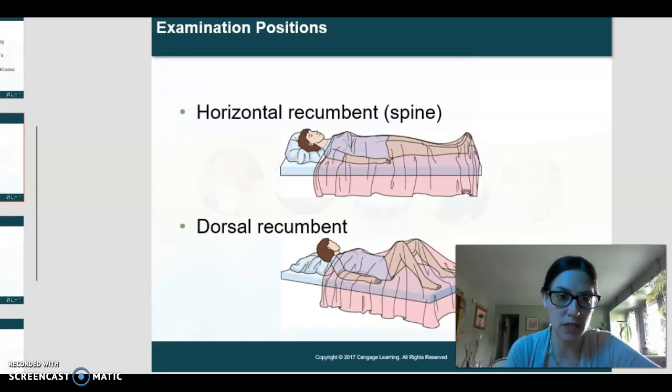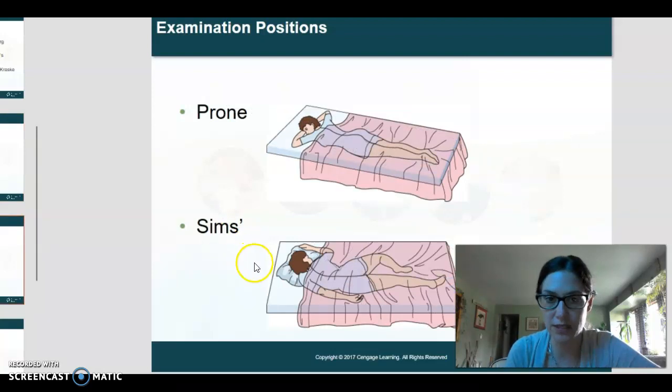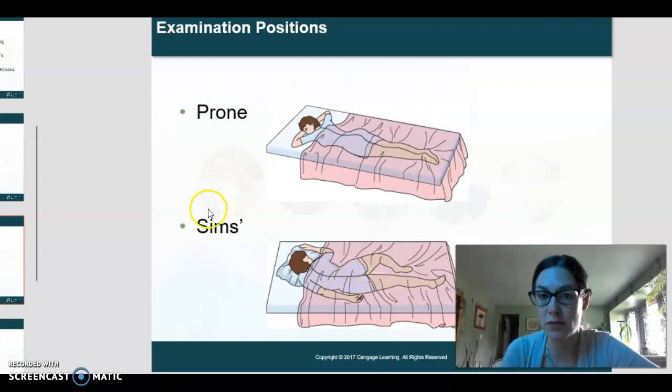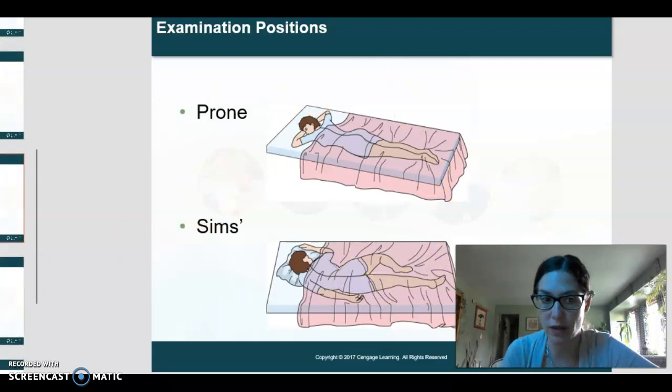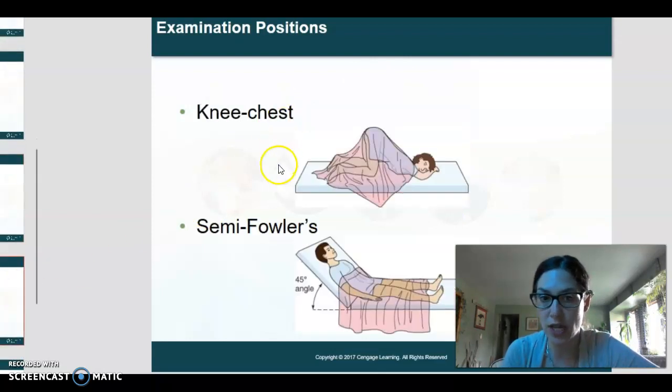Let's see. So here's another example of prone and Sims. These again are more for colon rectal. If you have to place a suppository in a patient, these are some of those examination positions that would be available. Again, the knee chest is for your colon rectal stuff, bowel preps, any of those kinds of things.